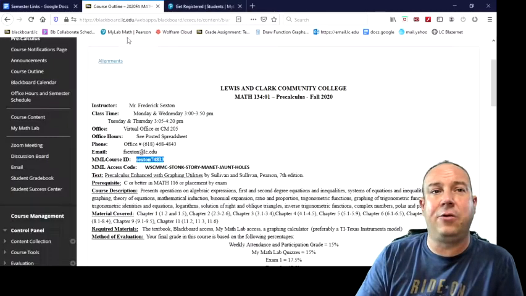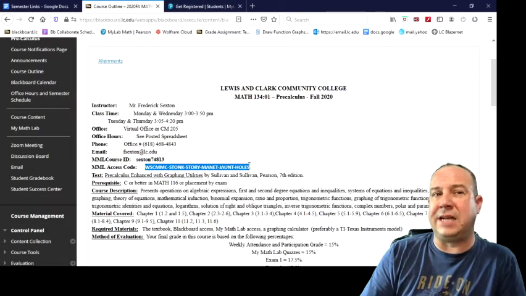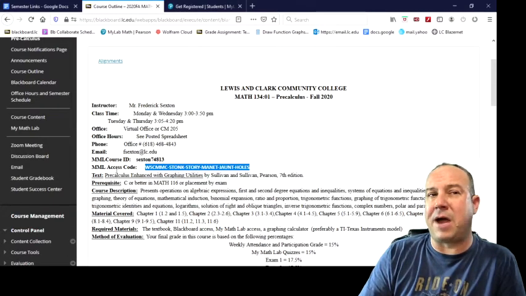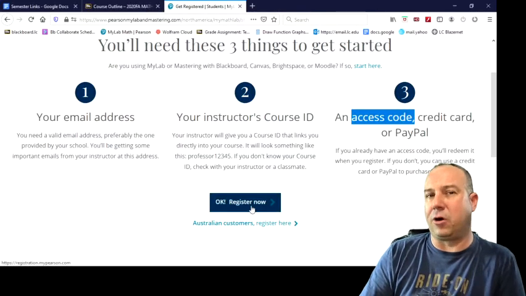That access code is this string of words or nonsense here. That is your MyMathLab access code, right? You would put that in. You could just copy and paste it over, and it works.